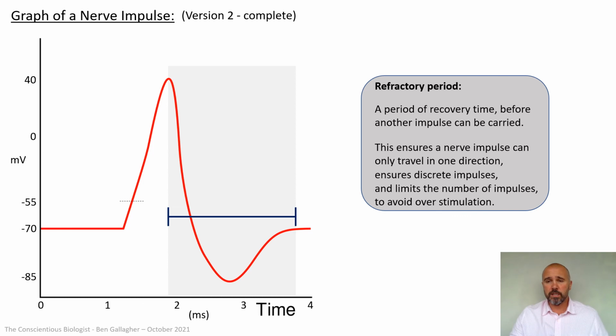And thirdly, it limits the number of impulses that can happen to avoid overstimulation. If you look at the whole graph, it takes a little bit less than 3 milliseconds to have a full nerve impulse. That means you can only have an impulse every 3 milliseconds at maximum, according to the timings on this graph. Otherwise, they'd be going so fast that the brain would be receiving too much information, you'd be overstimulated, and you wouldn't be able to process the data. So the refractory period is an important thing, so take a screenshot of this one as well.